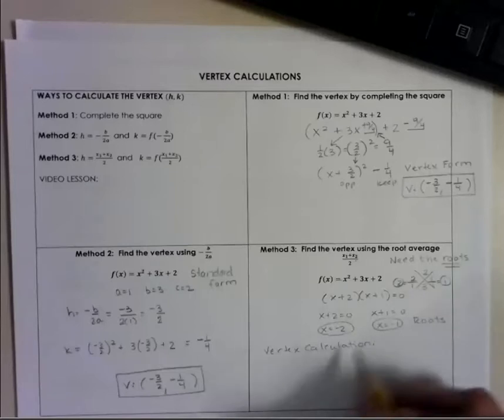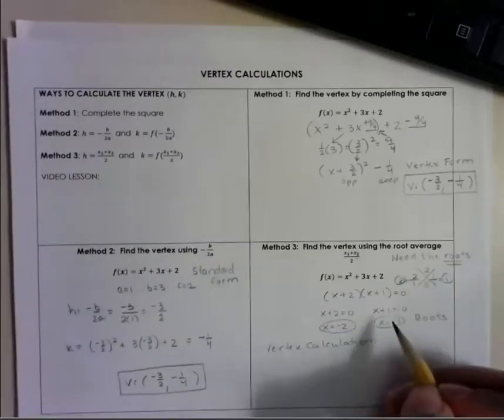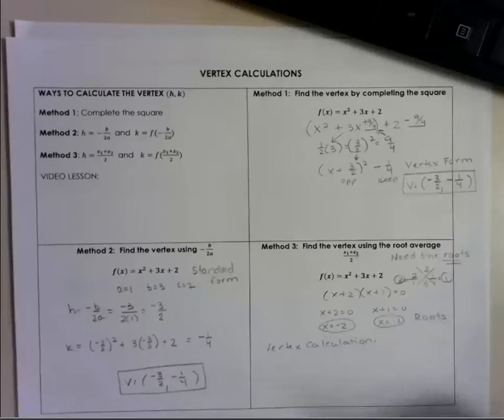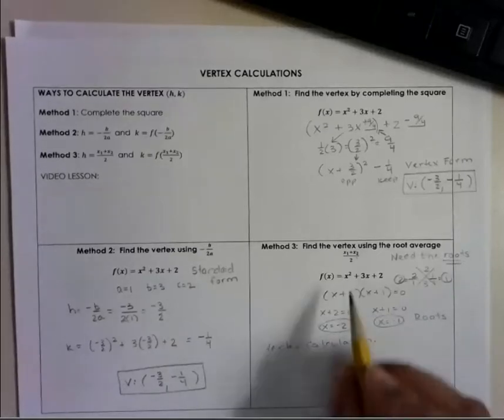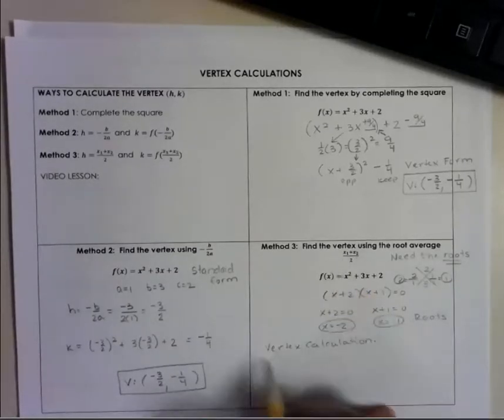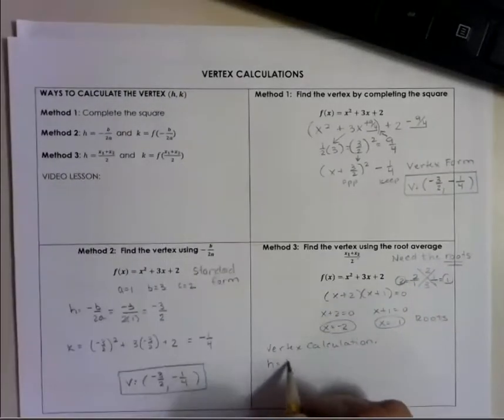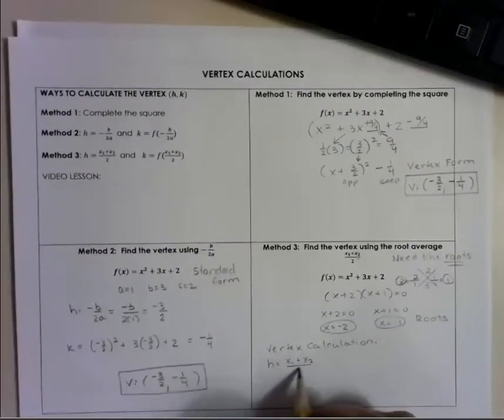Obviously, this method would be useful if you have the roots, right? So if the roots are already given to you, then I would use this method. But let's see. To find h, you need to add the x's and divide by 2. So it's x1 plus x2 over 2.